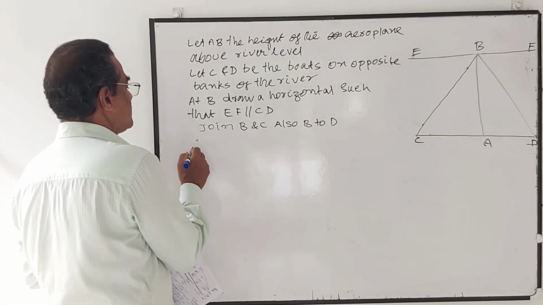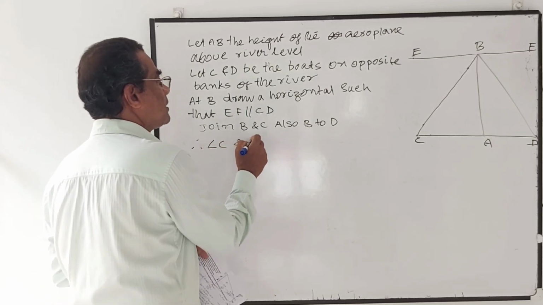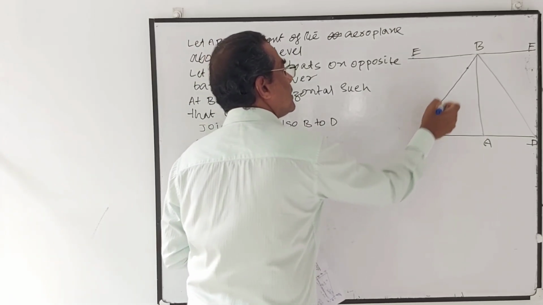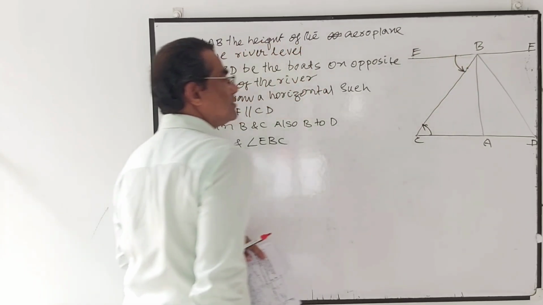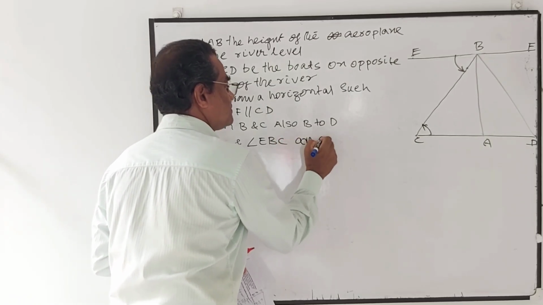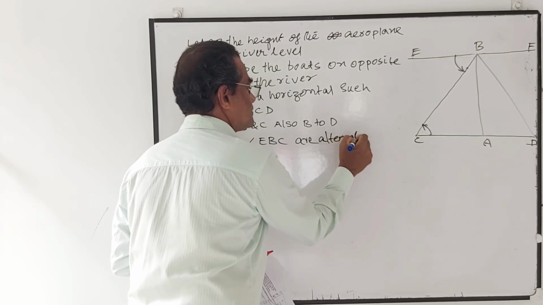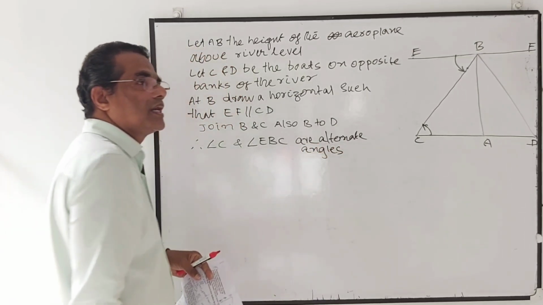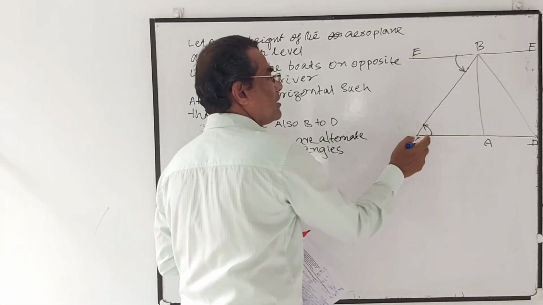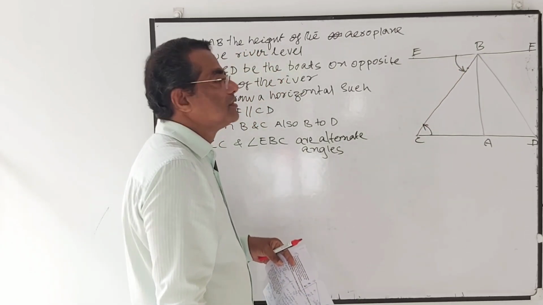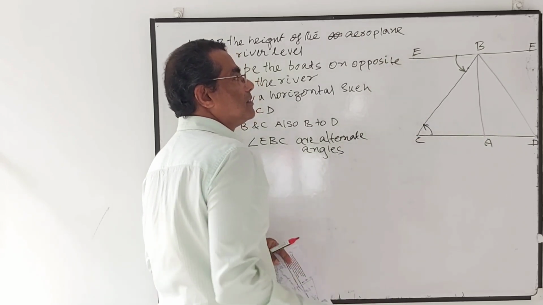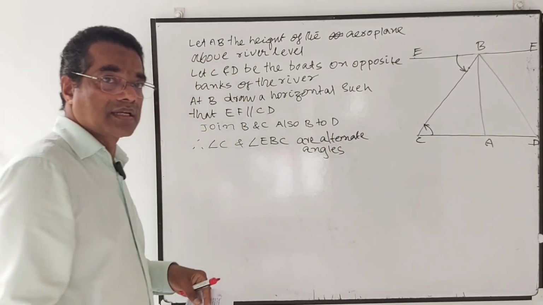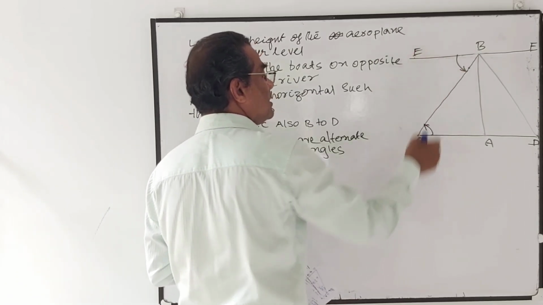Therefore, angle C and angle EBC are alternate angles. How are they alternate angles? Because EF is parallel to CD and CB is a transversal. So the angles inside the parallel lines and on either side of the transversal are alternate angles. Here those angles are angle C and angle EBC.